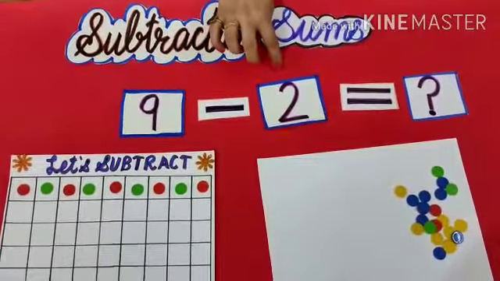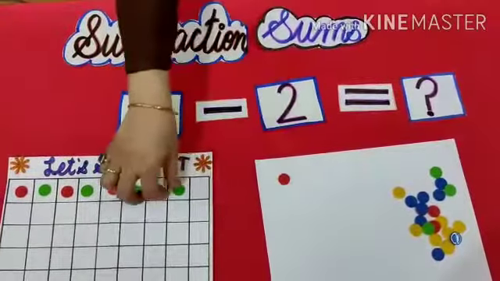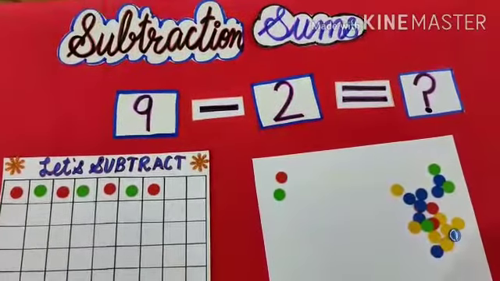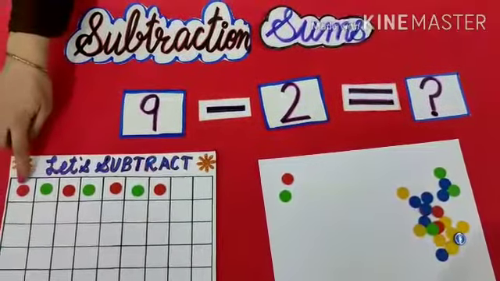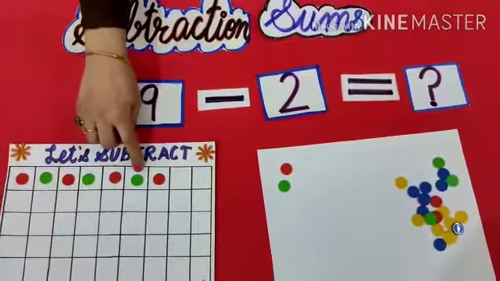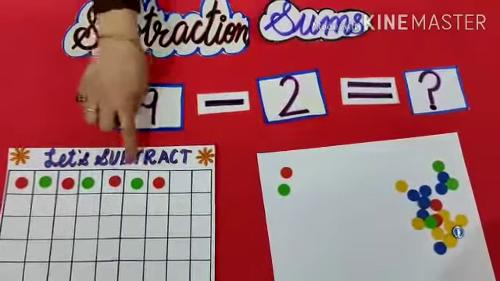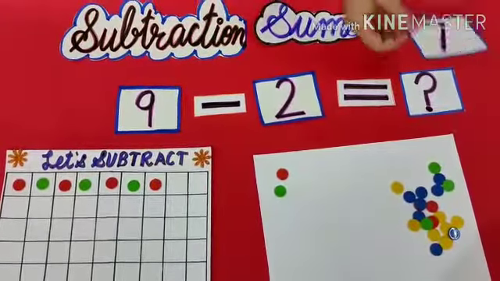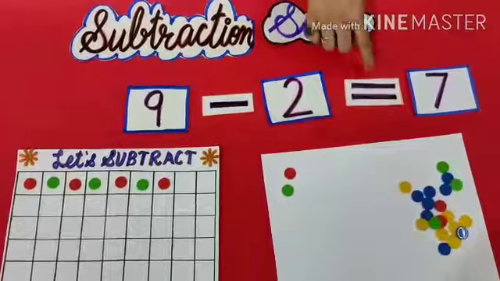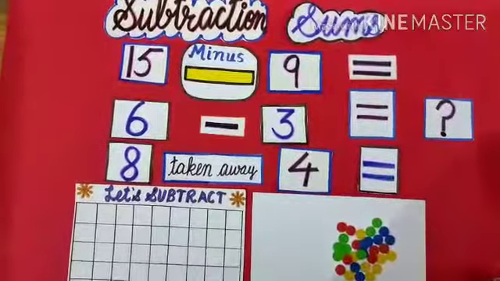Yes, 2 counters. So, let's remove 2 counters. 1, 2. So, kids, how many are left? Let's count together. 1, 2, 3, 4, 5, 6, 7. So, 7 counters are left. So, answer is 7. 9 minus 2 is equal to 7.